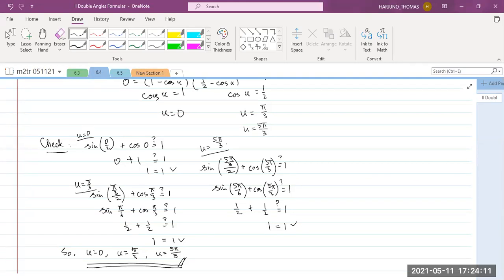Okay, but we still need to check. The thing is, we still need to check. If it is not correct, then just cancel it out. But according to my computation here, that's correct. So all three happen to be the solutions.